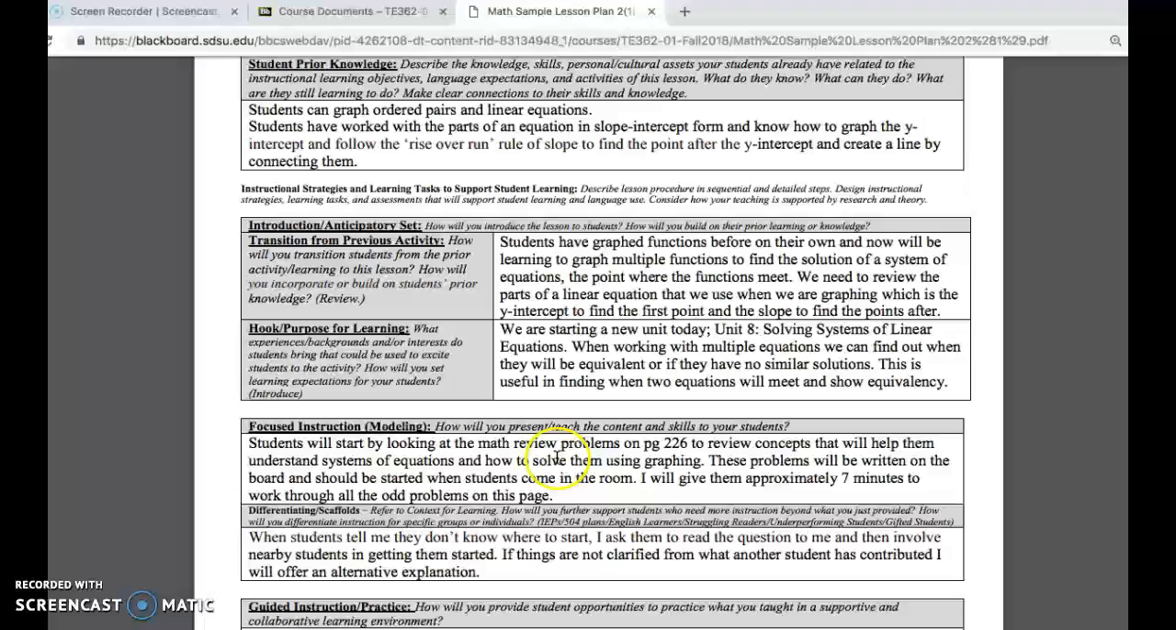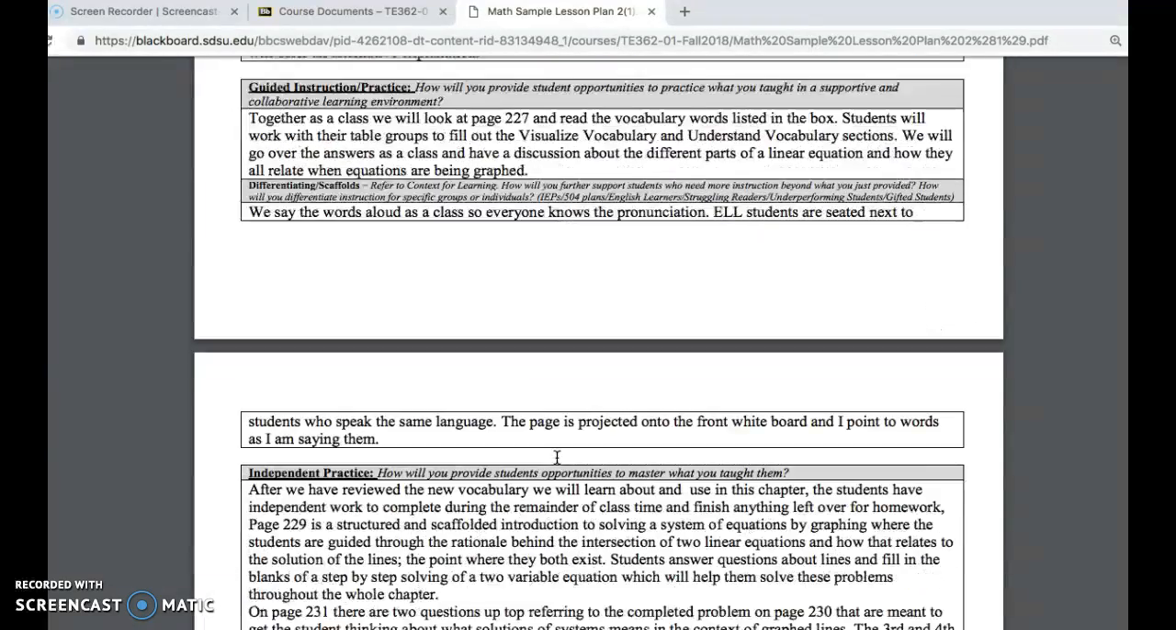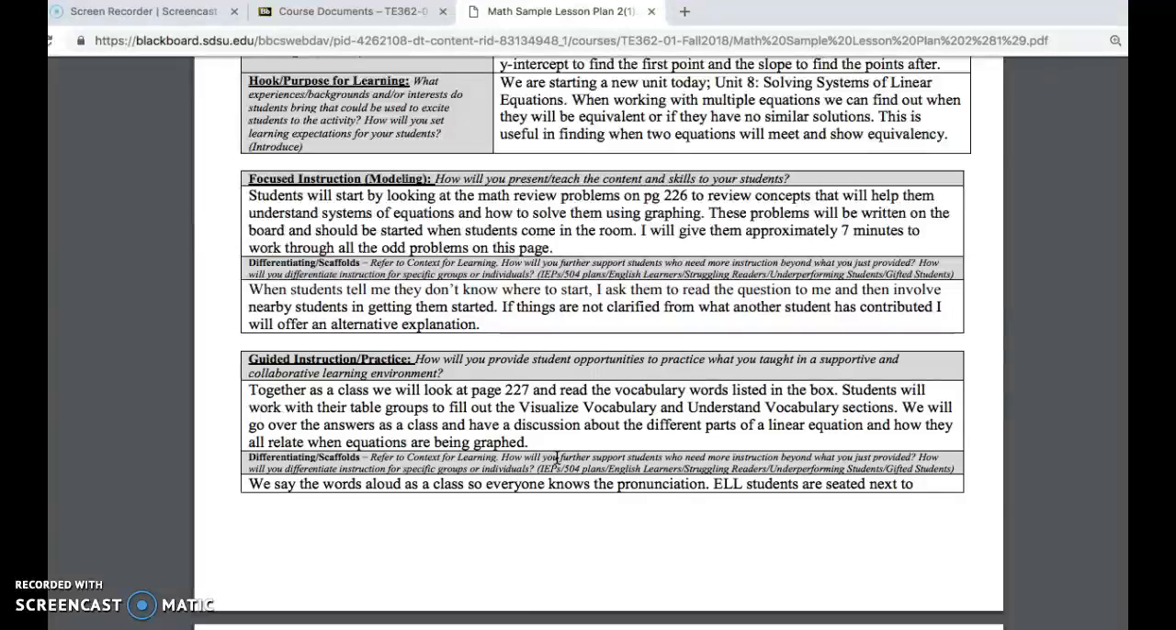So I've noticed for her focused instruction, guided instruction, and independent practice, it's all out of the workbook. For her focused instruction, she's reviewing previous concepts they have learned, and then she's going to go into systems of equations and how to graph them. Then she's going to have students practice it on the board and work by themselves for about 7 minutes to review. She's going to go around and monitor students and make sure they're good, and ask them to read the questions and have other students around them help them.